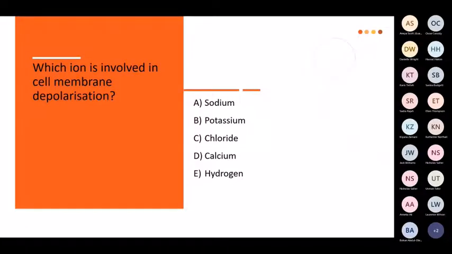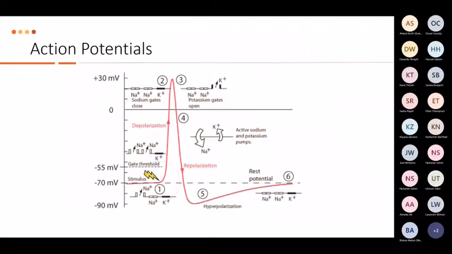Next, SBA. Which ion is involved in cell membrane depolarization? Cool, so we've had some more answers coming in, but lots of A's. Okay, cool. So A is the correct answer. Well done, guys. So just to quickly go through action potentials.